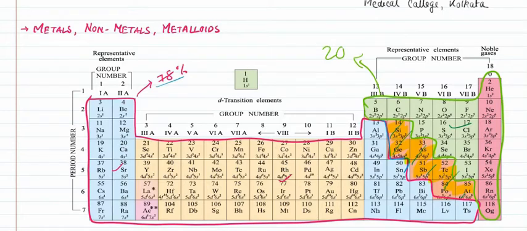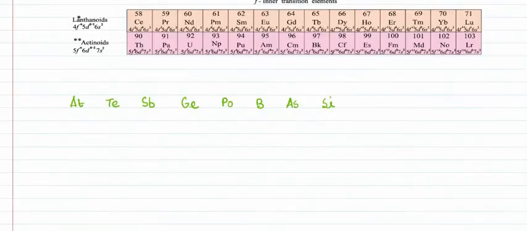Now there is a mnemonic to memorize all these metalloids, because they usually come in the exams. So I'll tell you the mnemonic now. All these are the metalloids: astatine, tellurium, Sb is antimony, germanium, polonium, arsenic and silicon. Boron is sometimes included in metalloids but not always, so you have to choose according to the options in the MCQs. But what is the mnemonic here?